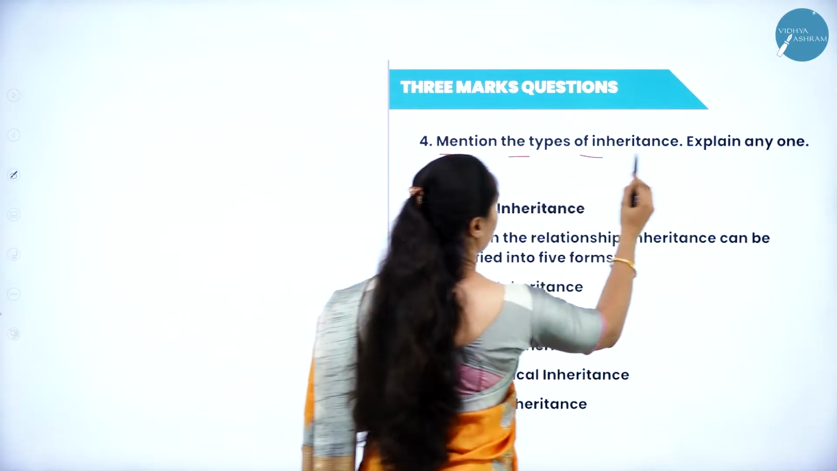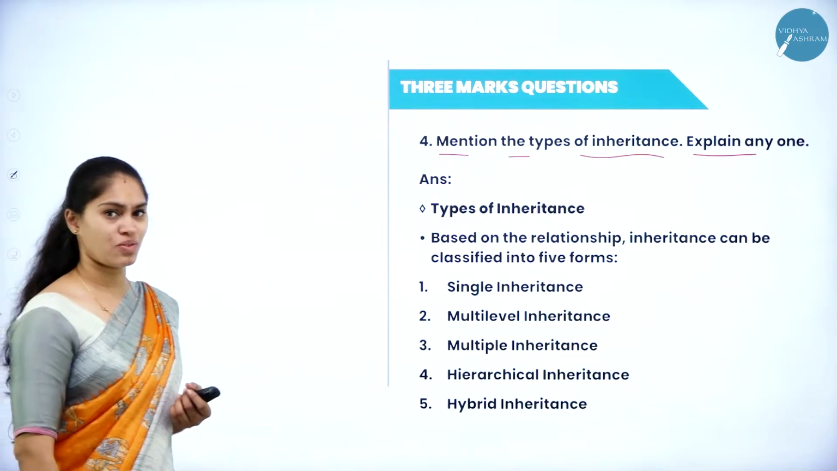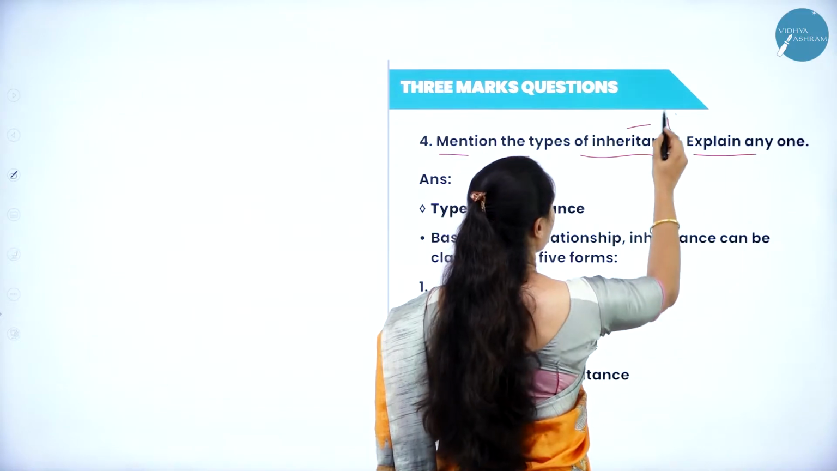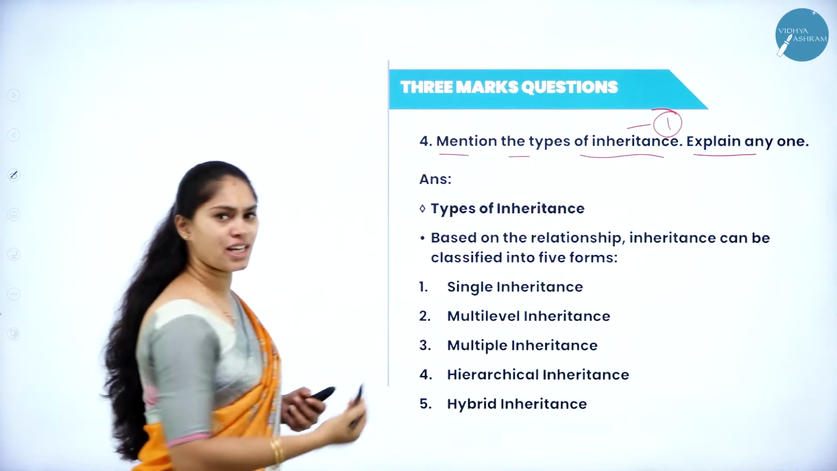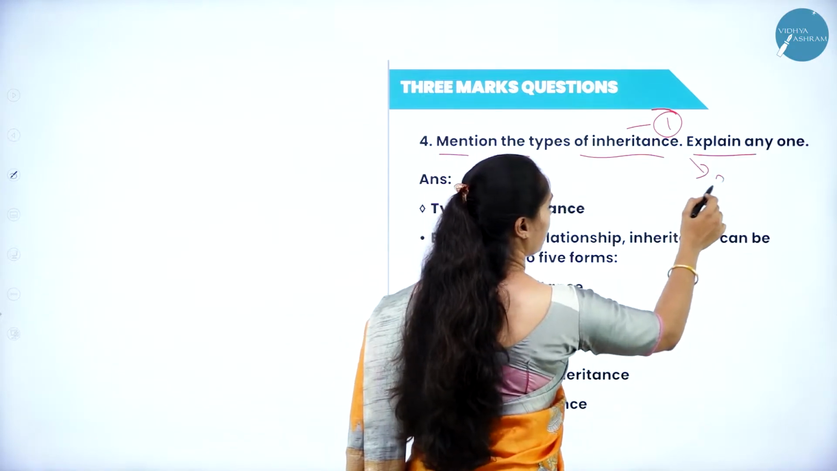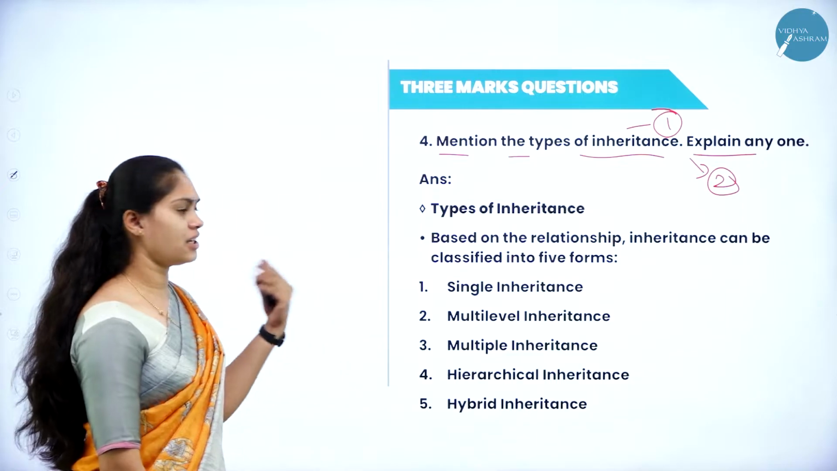Mention the types of inheritance, explain any one. So what are the types of inheritance we have? You need to understand, dear students. If you are listing out all the types of inheritance, that will be for 1 mark. If you are explaining any one, then that will be for 2 marks. So already we got to know regarding the types of inheritance.